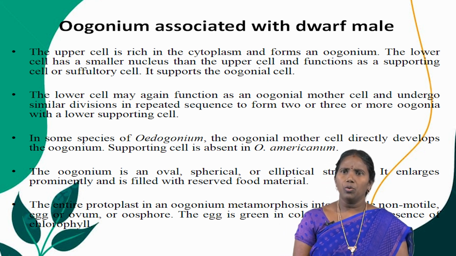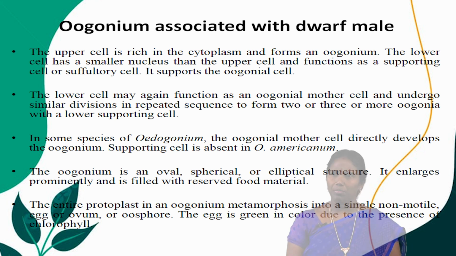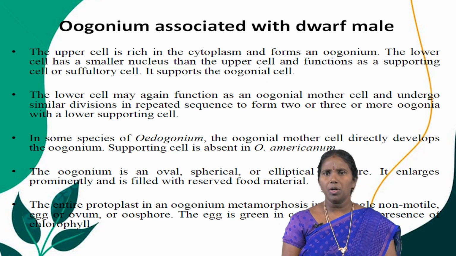In some species of Oedogonium, the oogonial mother cell directly develops into the oogonium. The supporting cell is absent in Oedogonium americanum. The oogonium is an oval, spherical or elliptical structure. It enlarges prominently and is filled with reserved food material. The entire protoplast in an oogonium metamorphoses into a single non-motile egg or ovum. The egg is green in color due to the presence of chlorophyll.